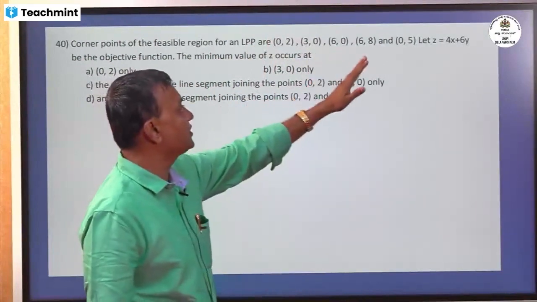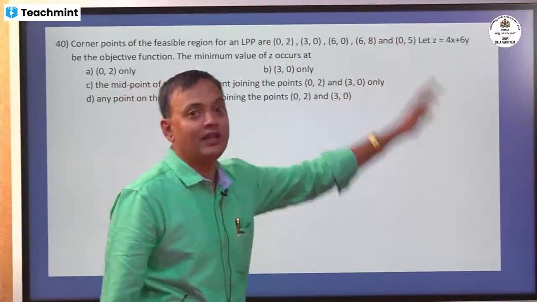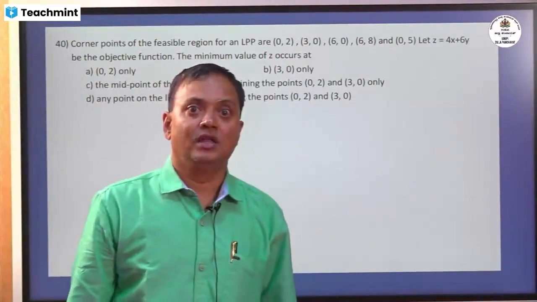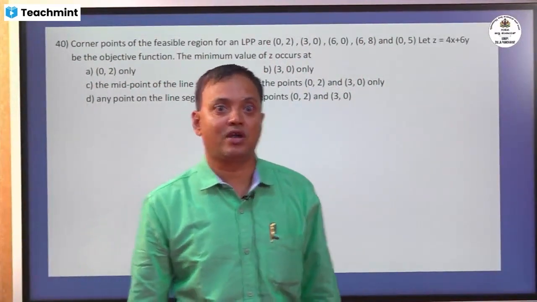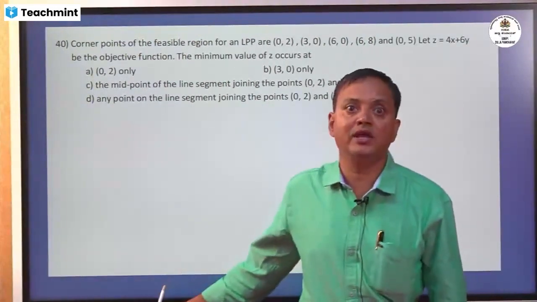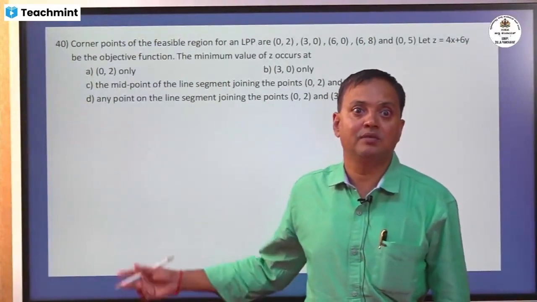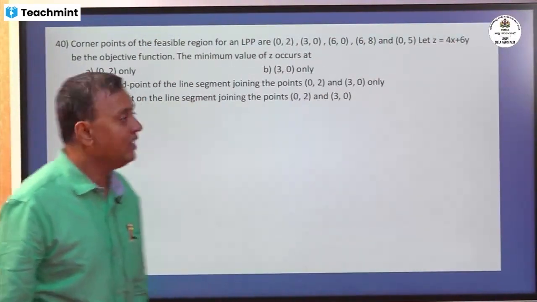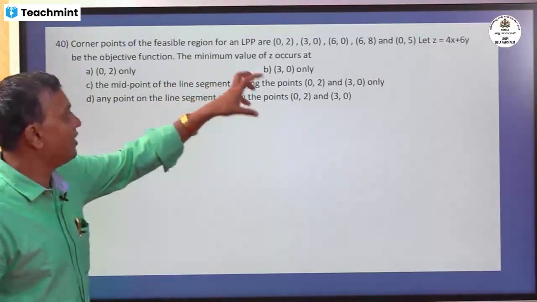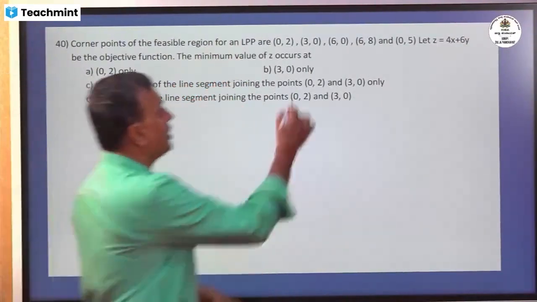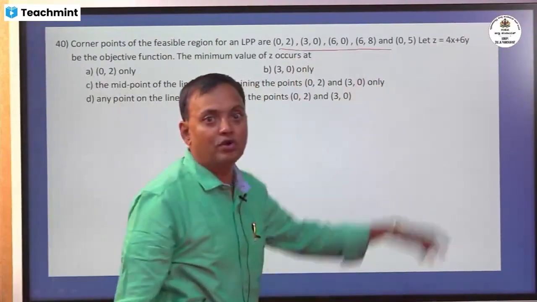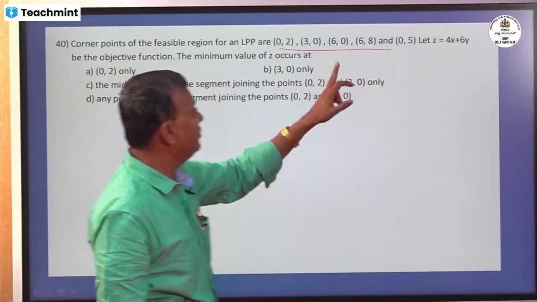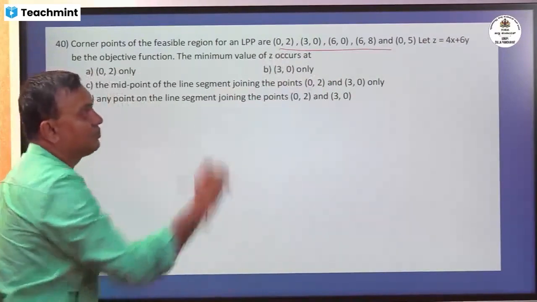(0, 2), (3, 0), (6, 0), (6, 8), (0, 5). Let z equal to 4x plus 6y be the objective function. The minimum value of z occurs at (0, 2) only, (3, 0) only, or the midpoint of the line segment joining... So we read the options. Here you see, corner points are given, you have to find the maximum or minimum. Here the objective function z is 4x plus 6y.